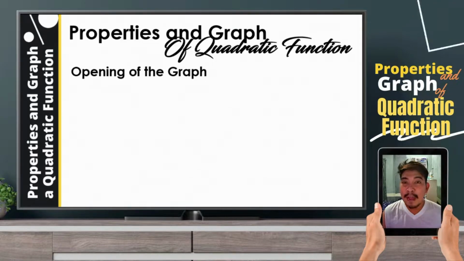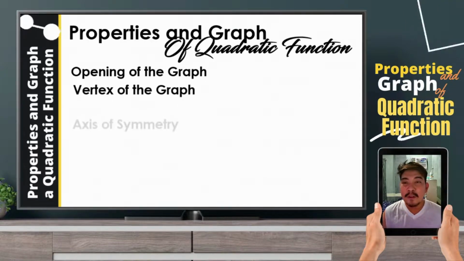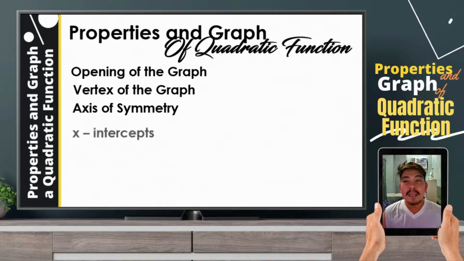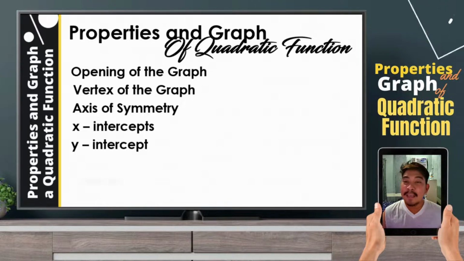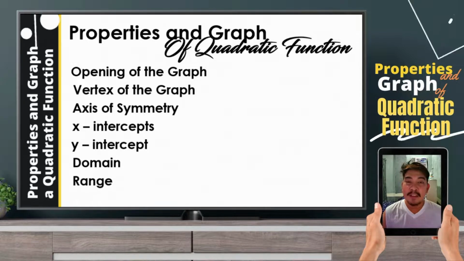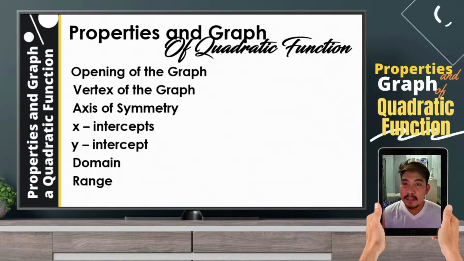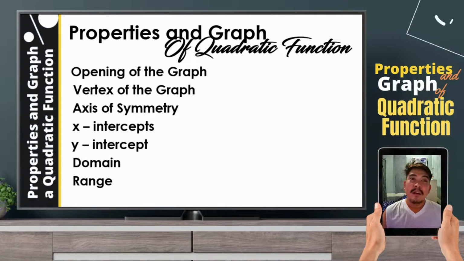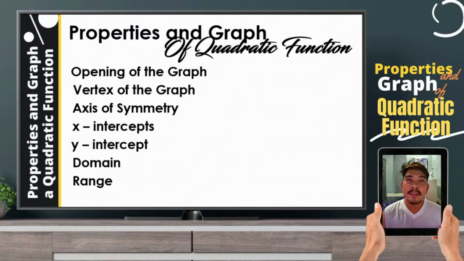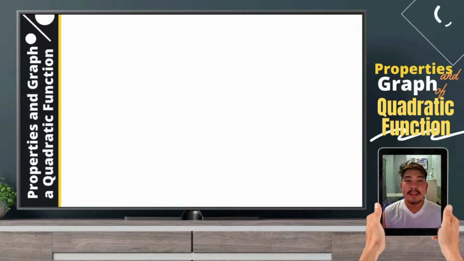The opening of the graph, the vertex of the graph, the axis of symmetry, the x-intercepts, the y-intercept, the domain, and the range. These are some of the properties that we need when we are dealing with a quadratic function. Actually, the properties are related to the graph of a quadratic function. So let us start with the first given.